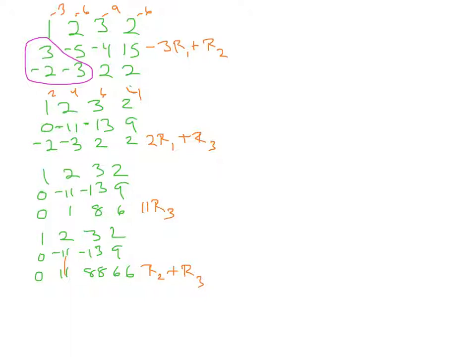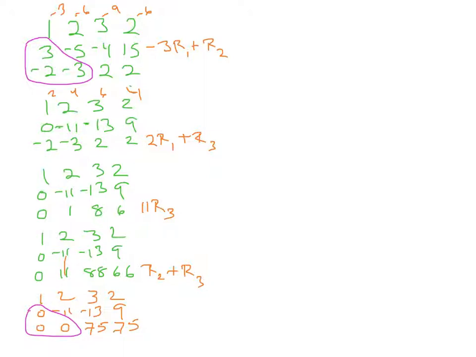the 2, then I get, my first two rows are not changing, 0, -11, -13, and 9, and my last row, when I add the two together, I'm going to get 0, 0, and then I get 75, and another 75. So what I wanted was, I wanted this bottom triangle to be all zeros, and it is.